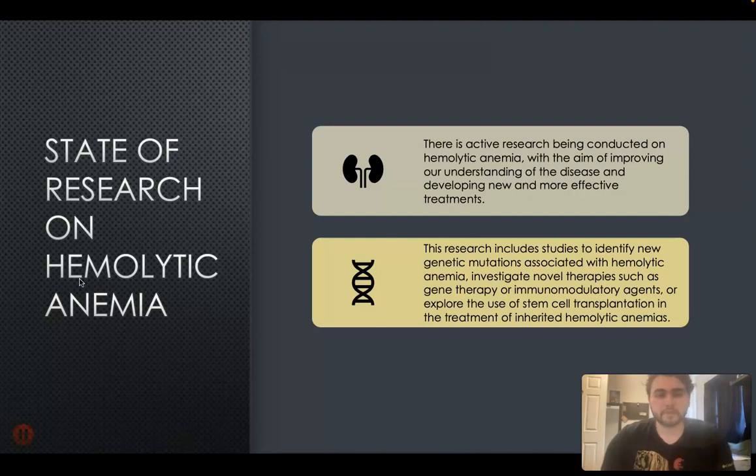So, the state of research on hemolytic anemia. There's active research being conducted on hemolytic anemia with the aim of improving our understanding of the disease and developing new, more effective treatments. This research includes studies to identify new genetic mutations associated with hemolytic anemia, investigate novel therapies such as gene therapy or immunomodulatory agents, and explore the use of stem cell transplantation in the treatment of inherited hemolytic anemia.